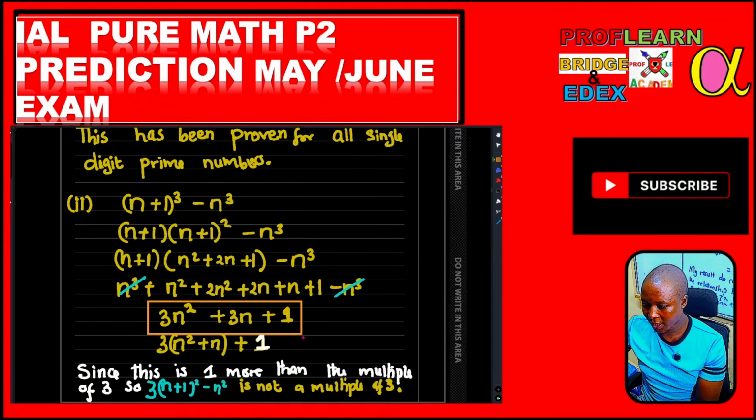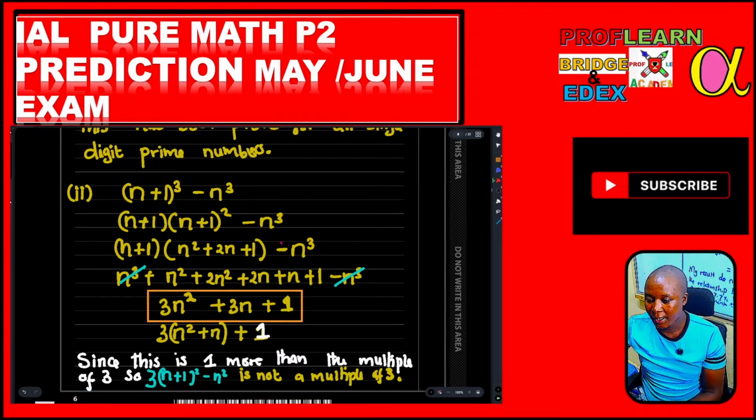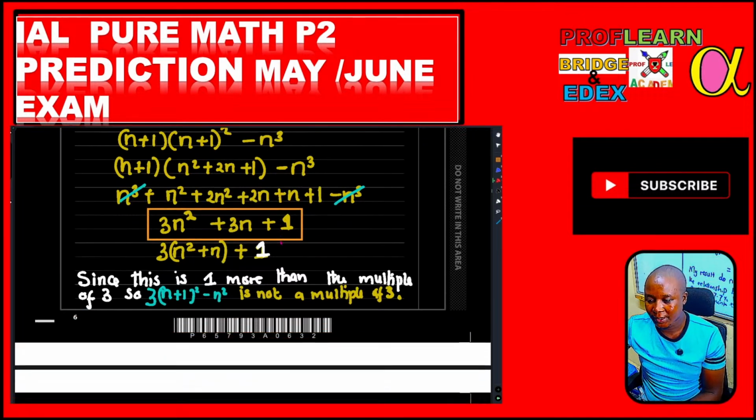But if you look at this expression, there is no way you can factor it so that you can get a 3 out of all the terms. So the only way we can write this is to have 3 times (n squared plus n), close the bracket, plus 1. So you can see now that this part is a multiple of 3, but this one is not.